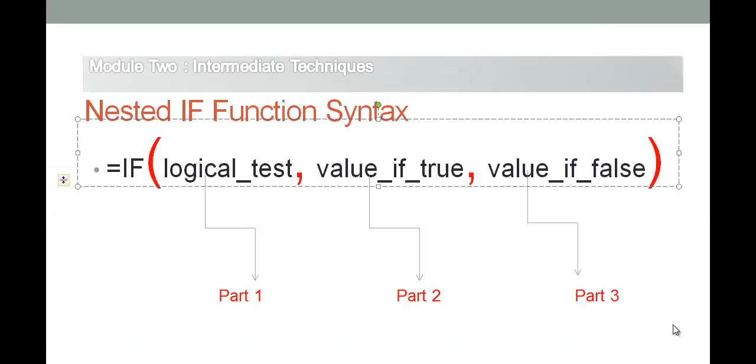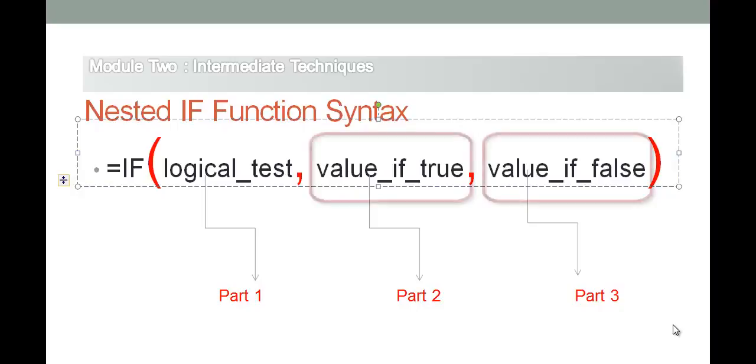Let's see. As described previously, the IF function syntax contains three major parts enclosed between brackets. The first part is the logical test, part 2 is the value if true, and part 3 is the value if false. Here we have only two outcomes from the IF function: value if true, value if false.